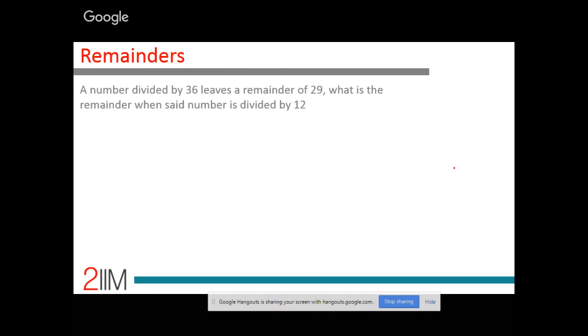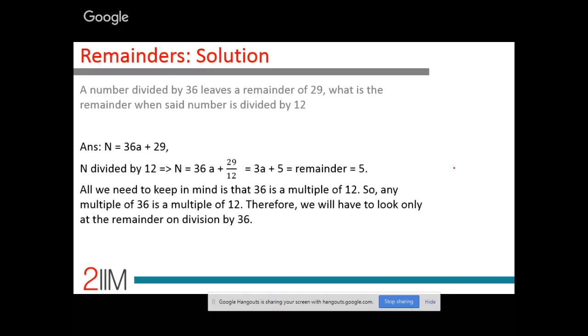36k plus 29 divided by 12. 36k is a multiple of 12. That goes off. 29 by 12, remainder is 5. And so obviously, this is too simple. So we'll go to the next one.